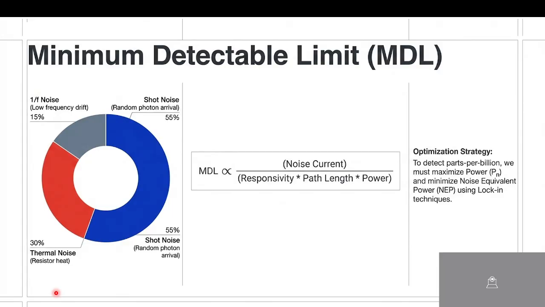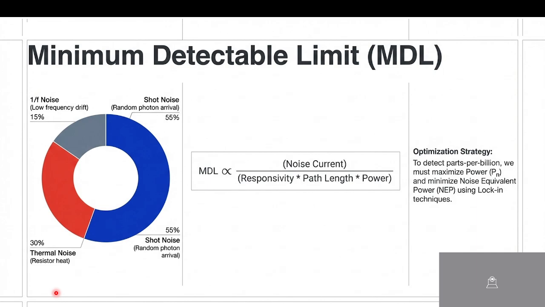For the minimum detectable limit: 1/f noise, low frequency drift, is 15%, shot noise is approximately 55%, and thermal noise is approximately 30%, so in total 100% noise. So we need to maintain the minimum detectable limit. How much can we detect? Noise current divided by responsivity times path length times power gives us the minimum detectable limit.